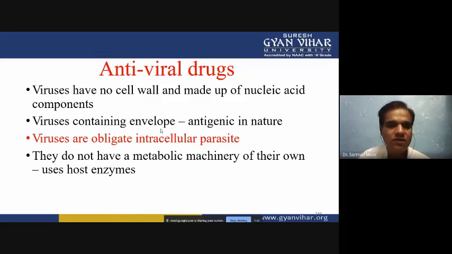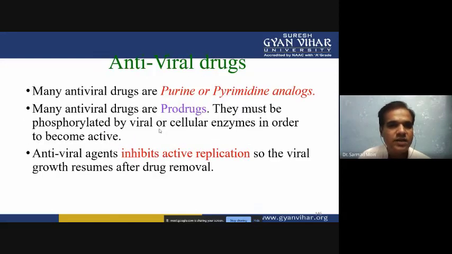They do not have a metabolic machinery of their own, and they hijack the host machinery, and only then will they synthesize their viral proteins and enzymes. So antiviral drugs are very useful against these types of viral infection, and many antiviral drugs are purine or pyrimidine analogs, and many are prodrugs. They must be phosphorylated by viral or cellular enzymes in order to become active.